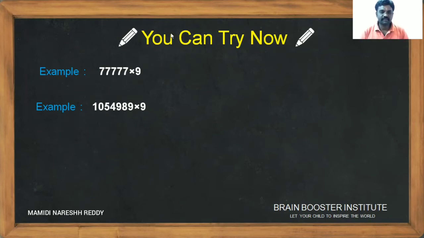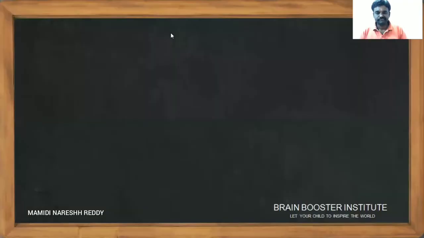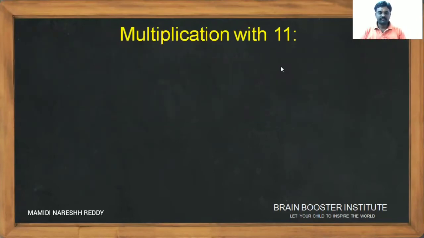The next multiplication is multiplication with 11. It is a very awesome method, my friends. We can solve this also within two steps, within seconds. Now let's see example one: 13 into 11. Let's see what steps are involved in multiplication with 11.